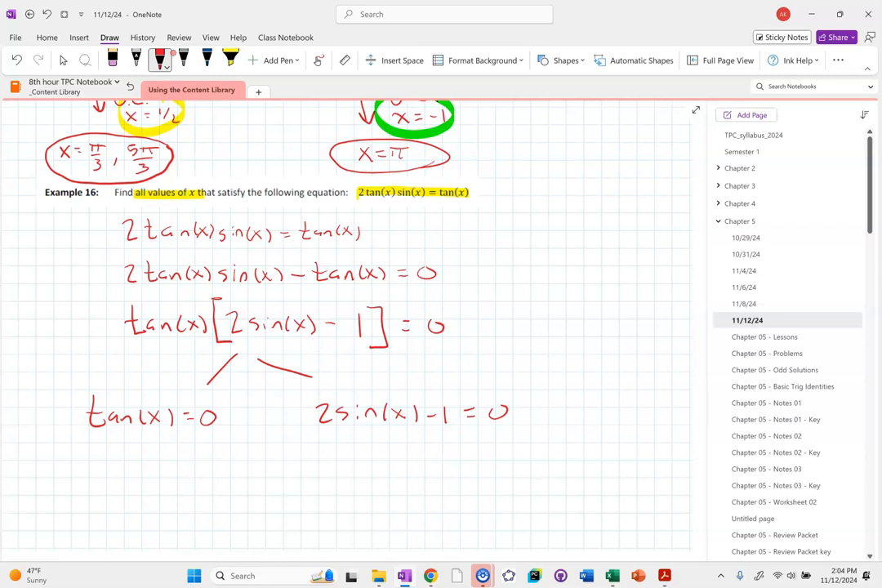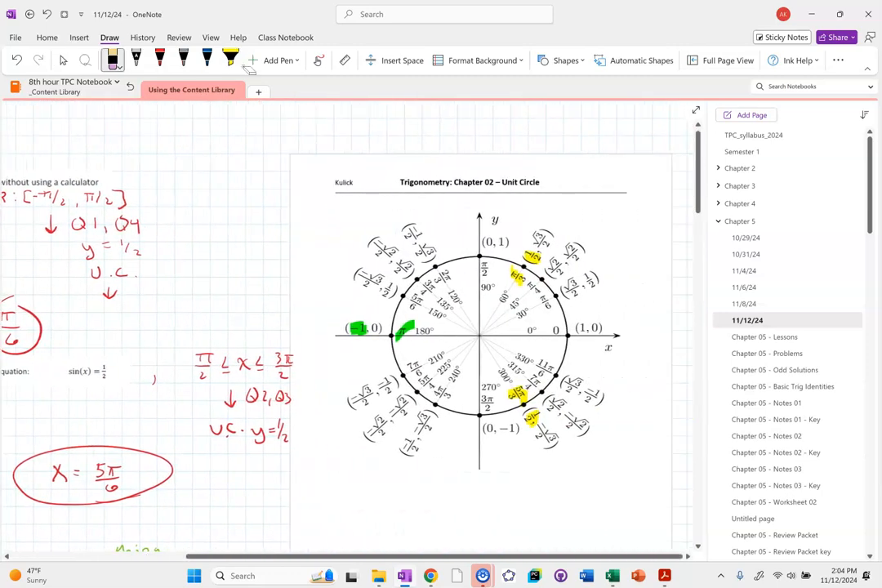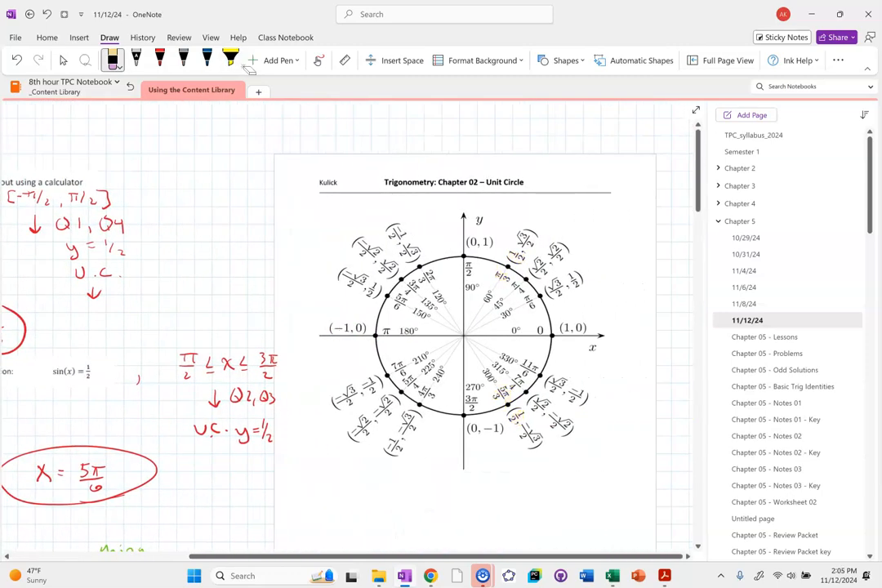So if I look at the first equation, tan x equals 0, the trig function is by itself, so I'm ready to go to the unit circle. I'm looking for where y over x is equal to 0. That means I'm looking for where y is 0 and x is not. So let's go to the unit circle and check that out.